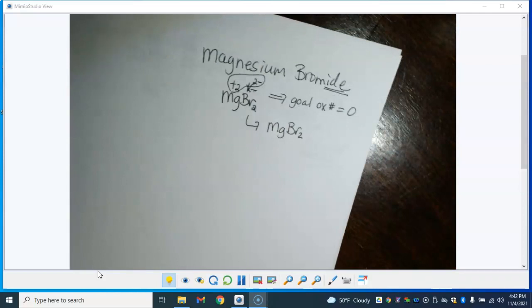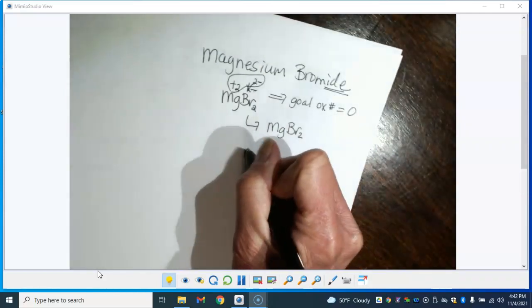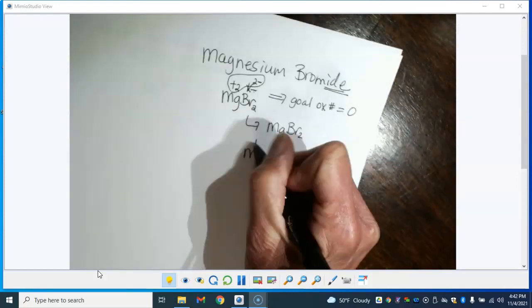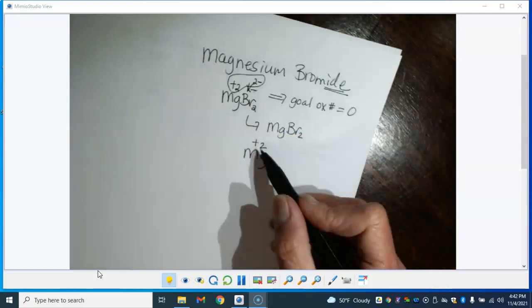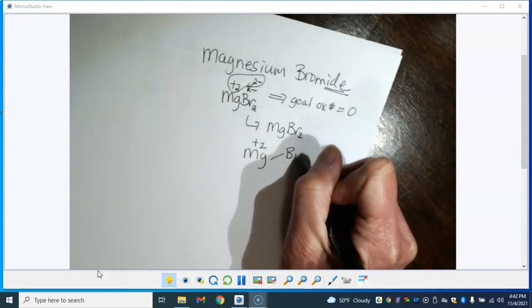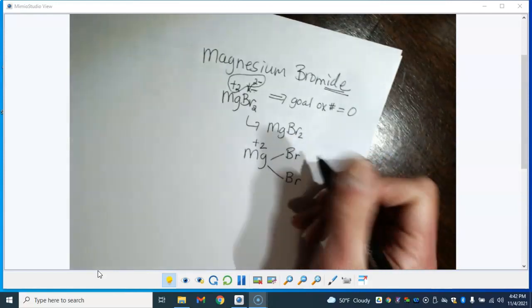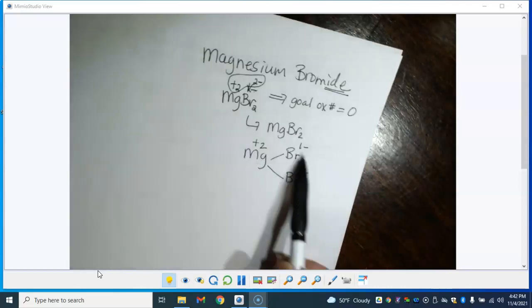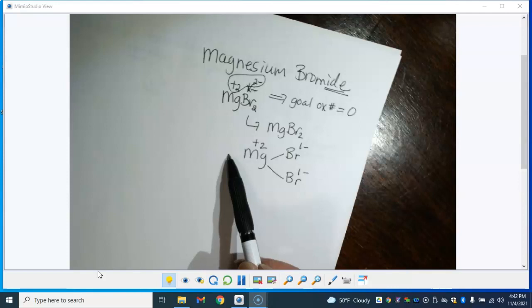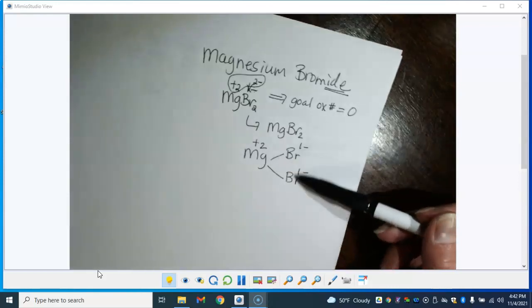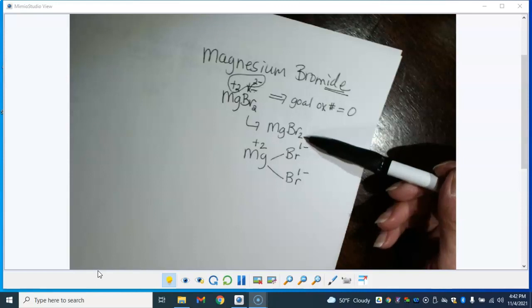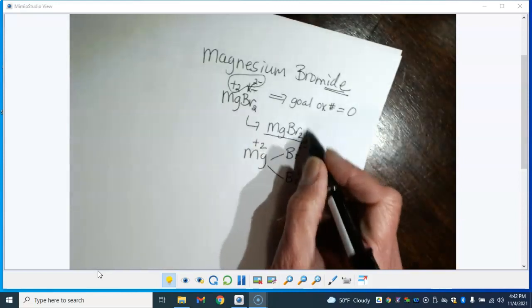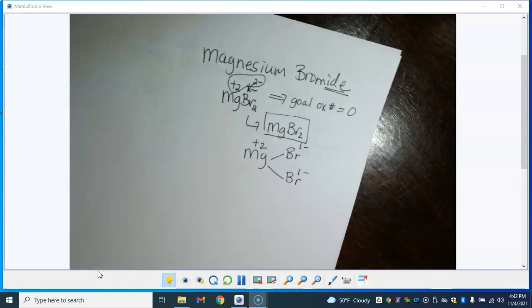So basically, let me show you what this looks like. We have one magnesium atom, and it has a +2 charge. To balance out that +2 charge, we have to have two bromine ions, each having a -1 charge. So when we add all of these oxidation numbers up, they equal 0. Now, writing a formula like this would be a real pain. So all we do is, instead of writing the two elemental symbols, we write the subscript right next to it. So my formula for magnesium bromide looks like that.